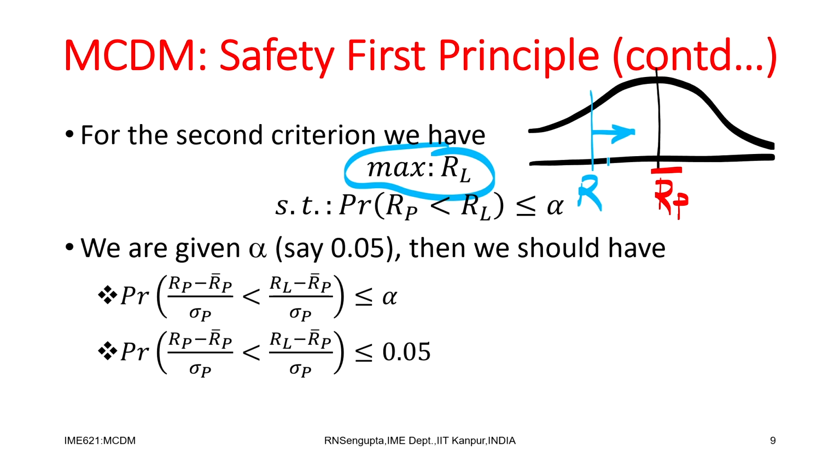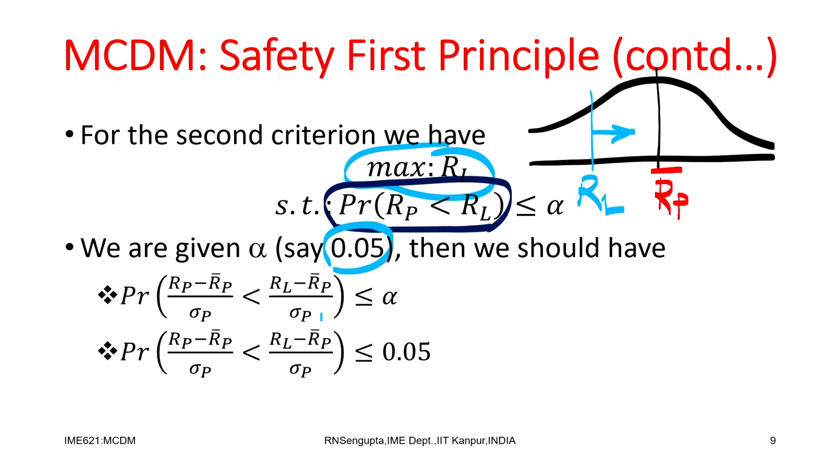And consider I am putting a constraint now. The constraint, I will put in a different color, is the probability of R p being less than or equal to R L. So, I will try pushing R L onto the right hand side, but at the same time try to bound the probability that R L is greater than R p, or R p is less than R L, with a value of alpha. And let us consider we have a value of alpha as 0.05.